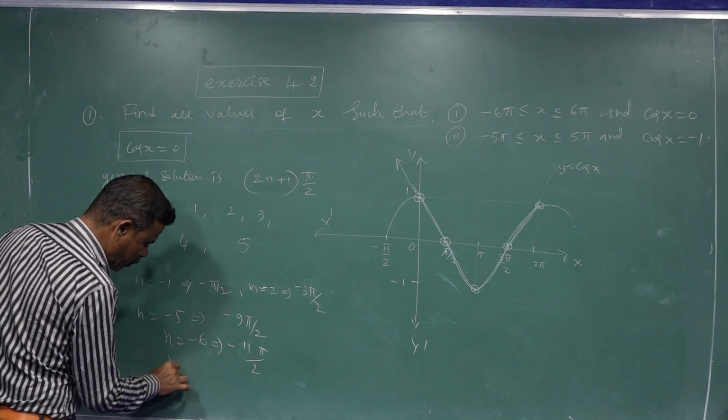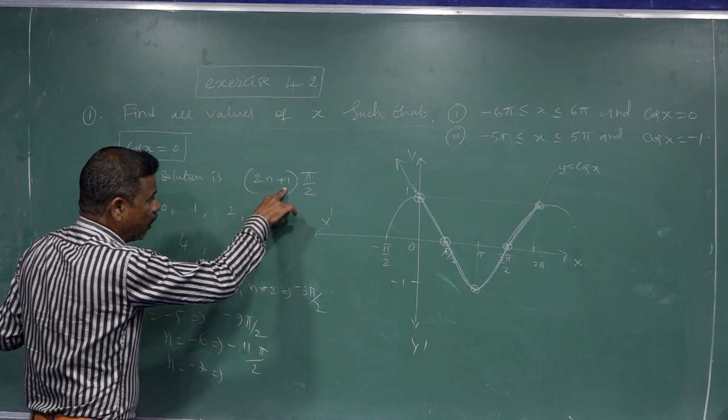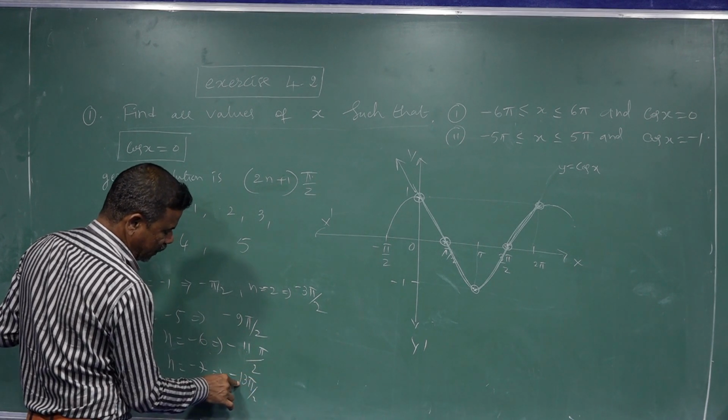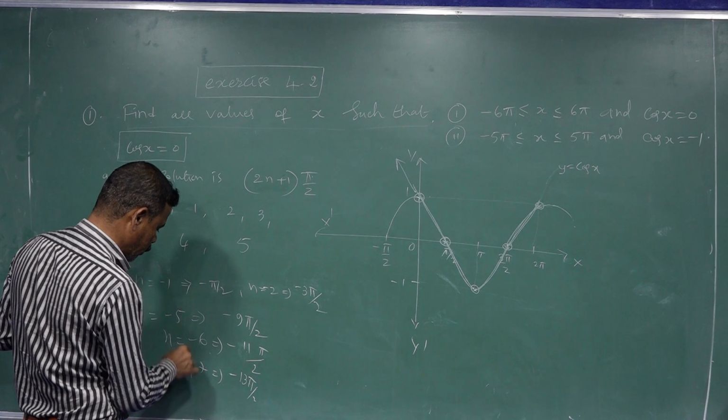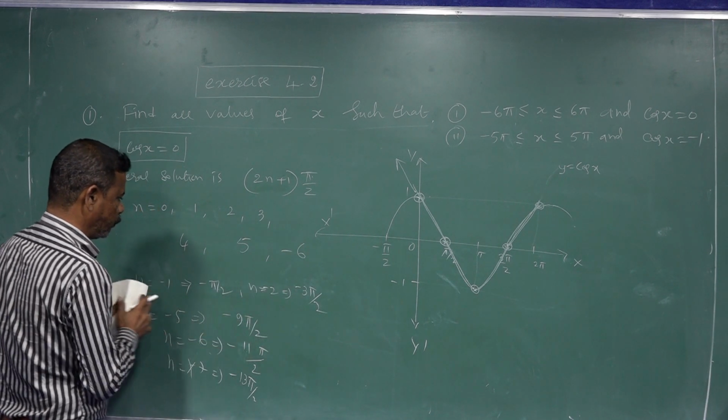So if n is equal to minus 7, give minus 14 plus 1, minus 13 π by 2. This is above minus 6. That's why this value does not exist. n is equal to minus 6, consider.